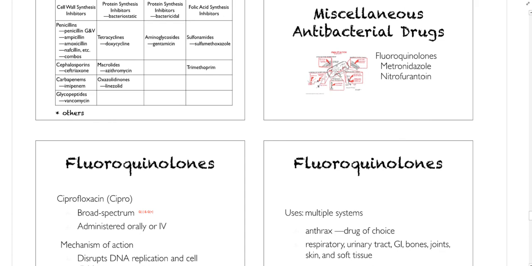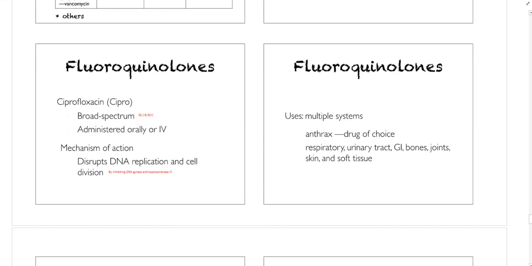Miscellaneous ones. So these are going to be our fluoroquinolones, metronidazole, and nitrofurantoins. Furantoin, I don't know how you pronounce it. I like toin. Rolls off my tongue better.